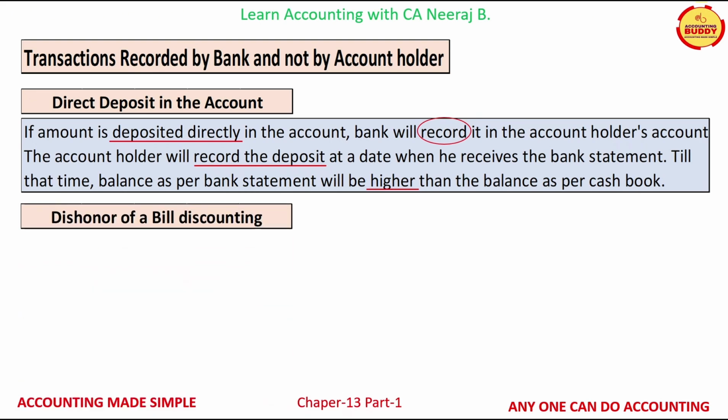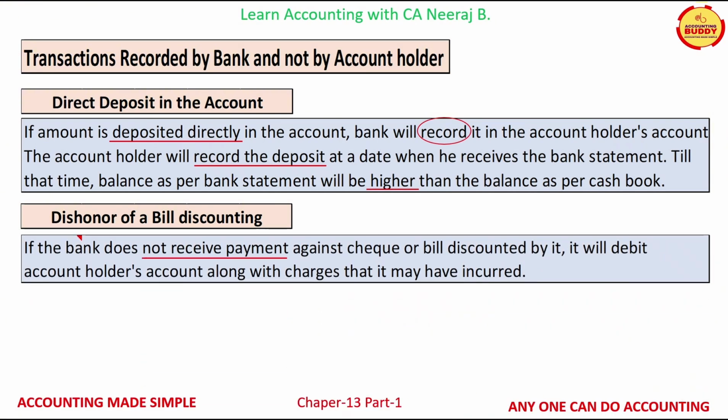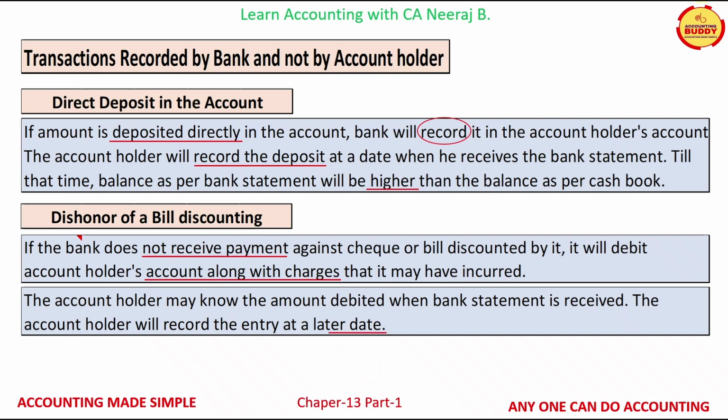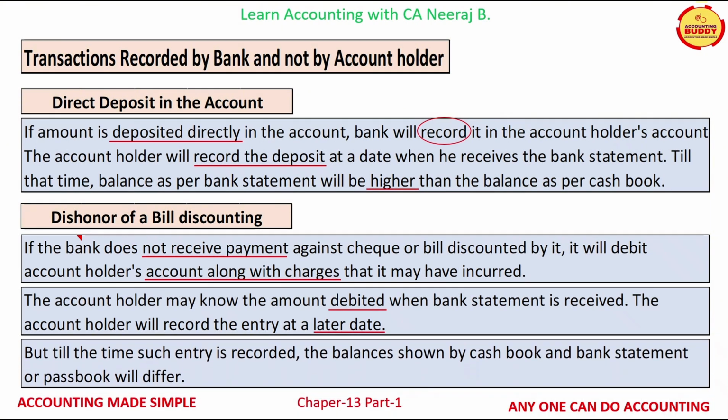Dishonor of a bill discounting is another reason for a difference in the balance as per cash book and the bank statement. If the bank does not receive payment against the check or the bill discounted by it, it will debit the account holder's account along with the charges that it may have incurred. The account holder may know the amount debited when the account statement is received. The account holder will record the entry at a later date. But till the time such an entry is recorded in the cash book, the balance shown by the cash book and the bank statement or the passbook may differ.